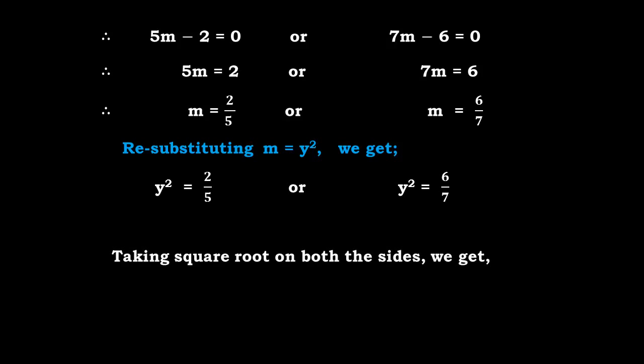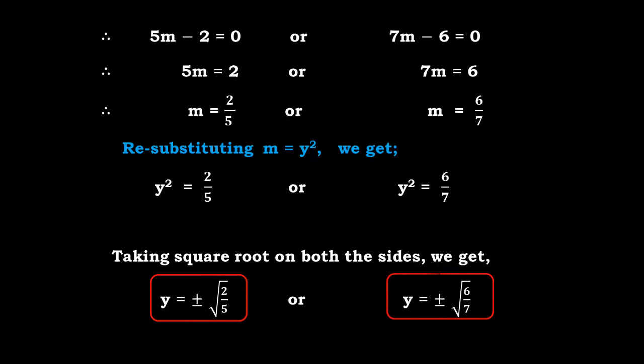Taking square root on both the sides, we get y = ±√(2/5) or y = ±√(6/7). So we have y = ±√(2/5), y = ±√(6/7).